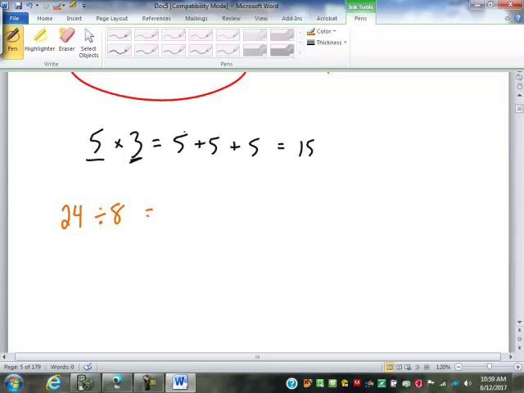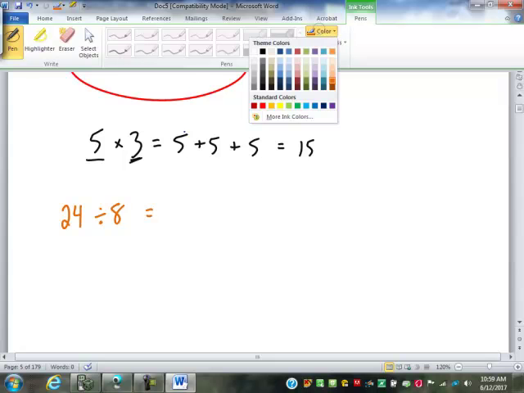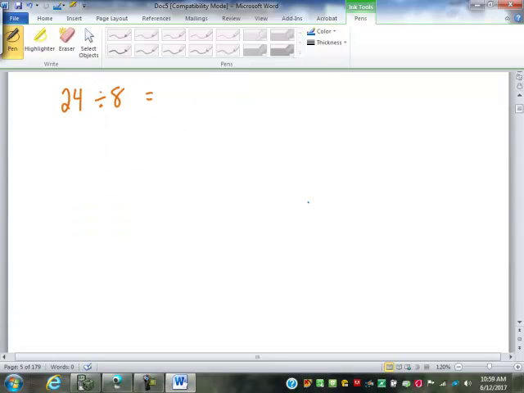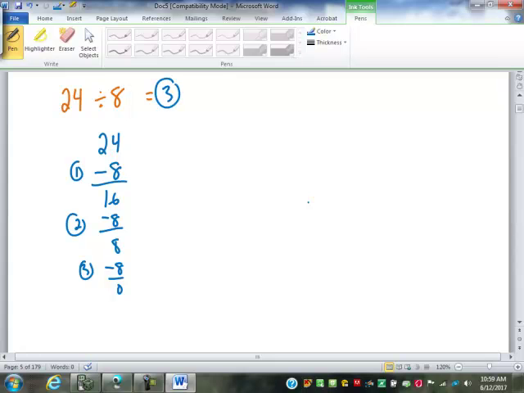So if I look at 24 divided by 8, I said that multiplication is repeated addition. Can division be thought of as repeated subtraction? Well, 24 minus 8 is 16, that's once. 16 minus 8 is 8, that's twice. 8 minus 8 is 0, that's 3 times. 24 divided by 8 is 3, because I can subtract 8 from 24 3 times. In fact, our remainder system comes from that.